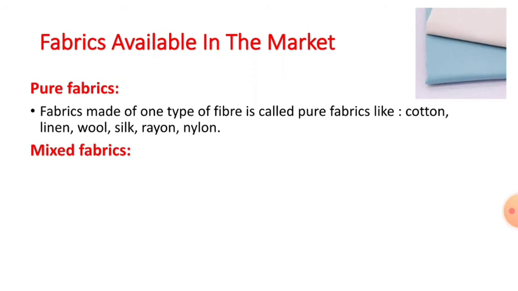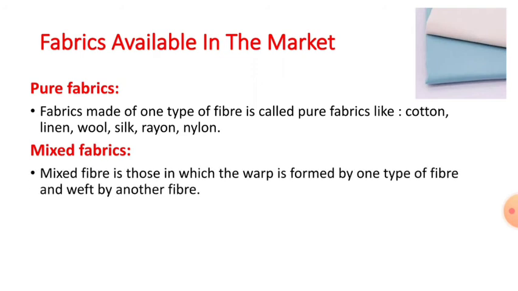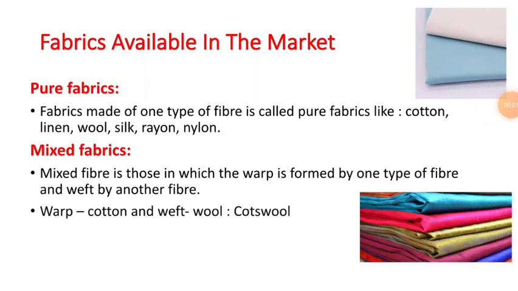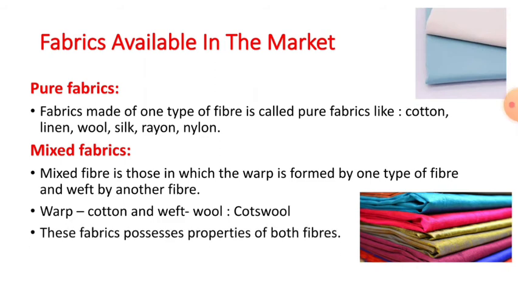Second is mixed fibers. Mixed fibers are those in which the warp yarn is formed by one type of fiber and the weft yarn is formed by another fiber. For example, fabrics available in the market which are using cotton as a warp yarn and wool as a weft yarn, the fabric is known as Scots wool. These fabrics possess properties of both fibers.